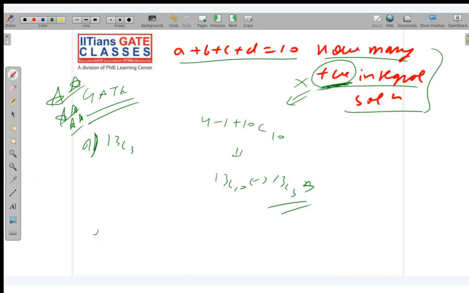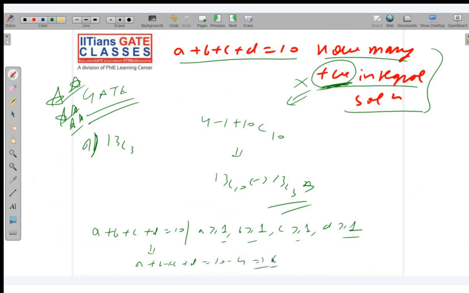I will say it like this: a plus b plus c plus d is equal to 10, and our condition is that a should be greater than or equal to 1, b should be greater than or equal to 1, c should be greater than or equal to 1, d should be greater than or equal to 1. So what are the lower limits? 1, 1, 1, 1, that is 4. So for applying the formula, a plus b plus c plus d is equal to 10 minus 4, that is 6.